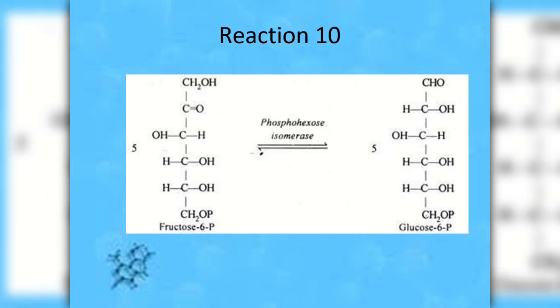Reaction 10. 5 molecules of fructose 6-phosphate produced in reactions 6, 7 and 9 isomerize into 5 molecules of glucose 6-phosphate in the presence of phosphohexose isomerase.